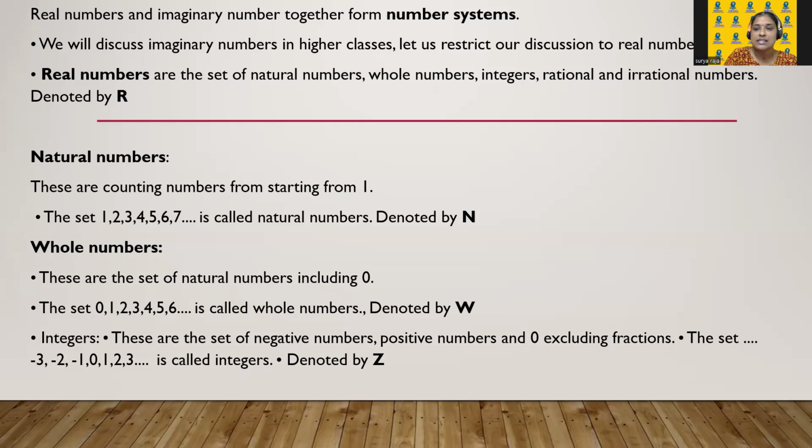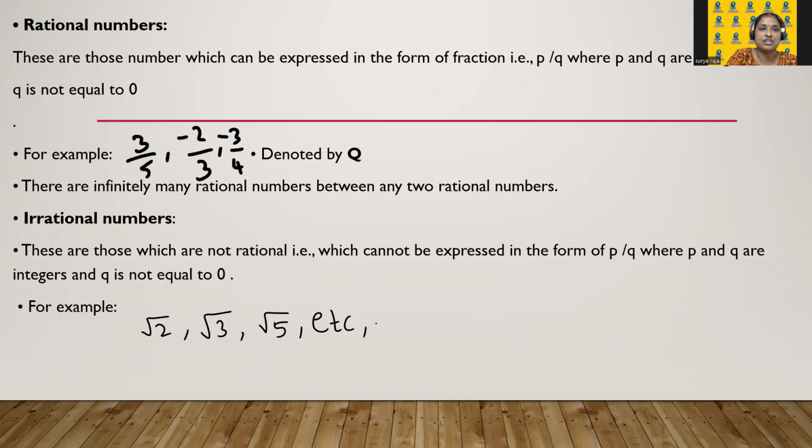To remember integers, you can refer to a number line. On a number line, we write negative numbers, positive numbers, and 0. 0 is neither positive nor negative. We know that. The set of positive integers, negative integers and 0 are called integers, denoted by Z. Then what is a rational number and an irrational number?